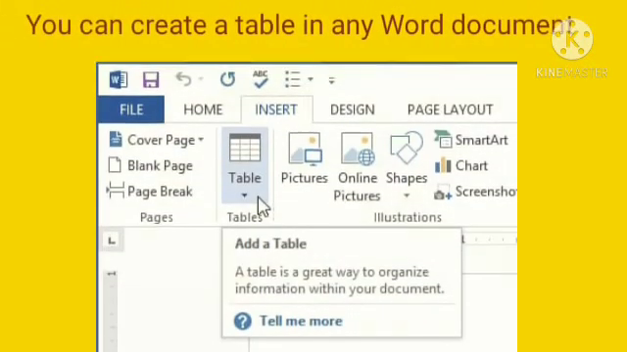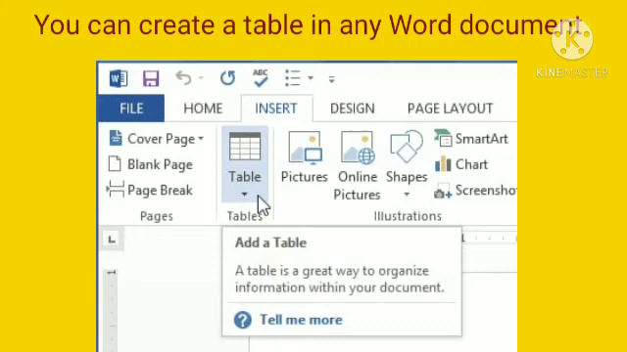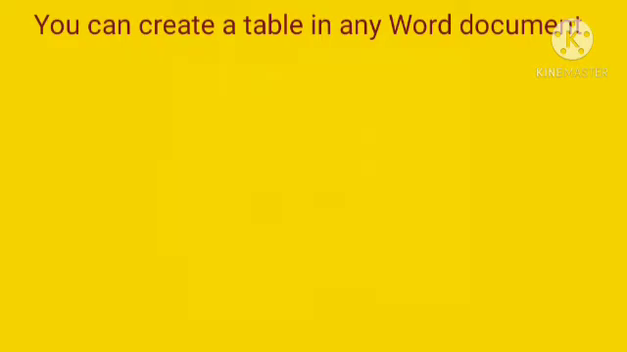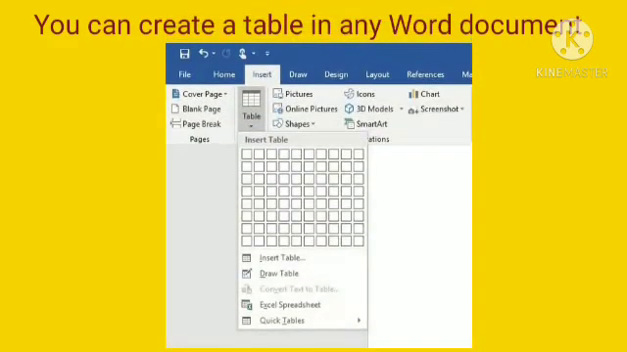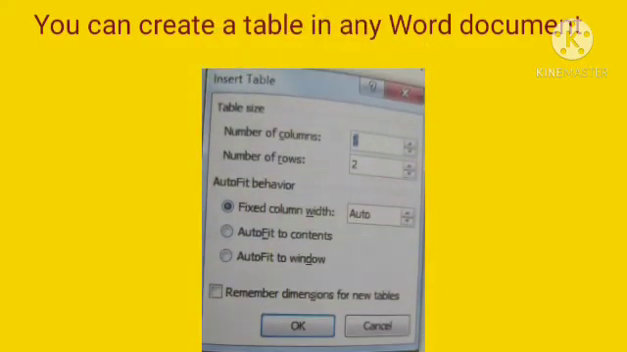Now students, we learn how we can create a table in any Word document. Position the insertion point where the table is needed. Select Insert tab, Table group, click Table and then click Insert Table. The Insert Table dialog box appears. Here students, you have to type the number of columns which you want.